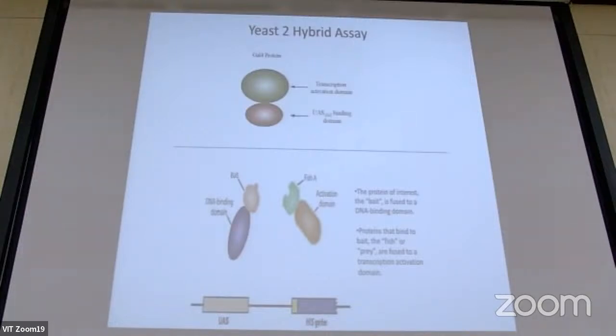Understood? What is the key feature? When I separate the domains, but maintain them in close proximity, it can still activate the transcription. So with this key feature, we are using it to identify protein-protein interaction. Here, this is the binding domain. This is the bait protein. What is bait? What is prey?